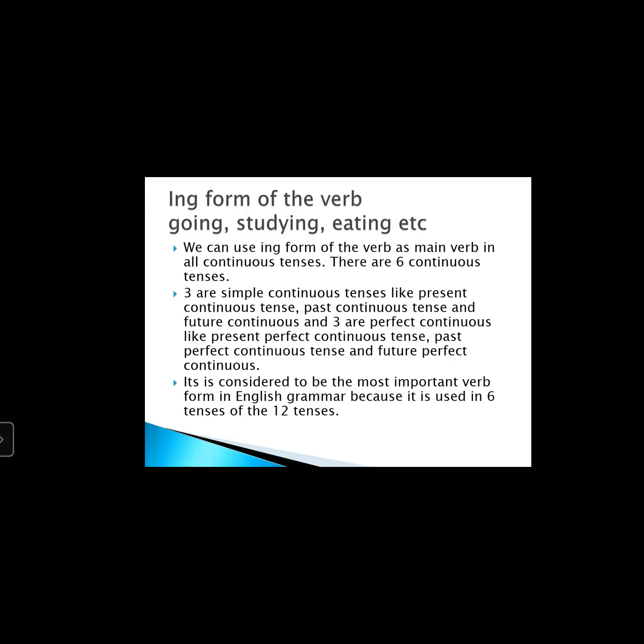How do you understand it's continuous? I understood because of speaking. And what is speaking? Speaking is verb ing. Whenever there is verb ing as a main verb in a sentence, that sentence definitely belongs to continuous tense.